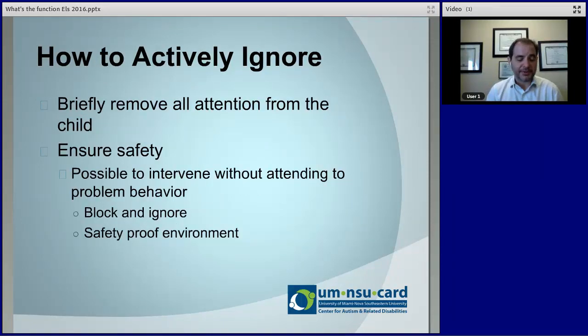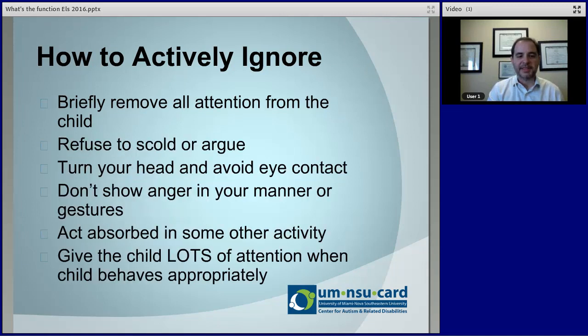So, how you actively ignore: you briefly remove all attention from the child, and like I said before, you ensure safety. Block and ignore, and then safety proof your house. Make it such that there aren't a million potentially dangerous things lying around so that you don't have to keep intervening physically. And that's how you actively ignore. You remove your attention, but you keep everybody safe.